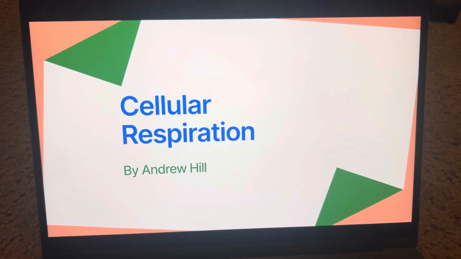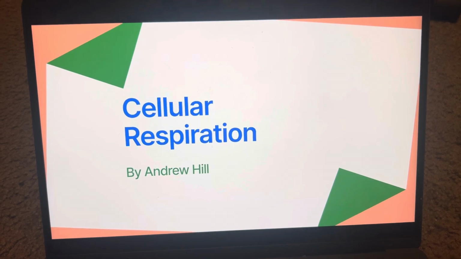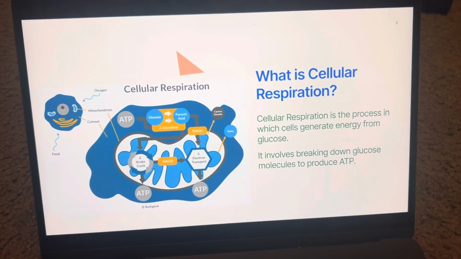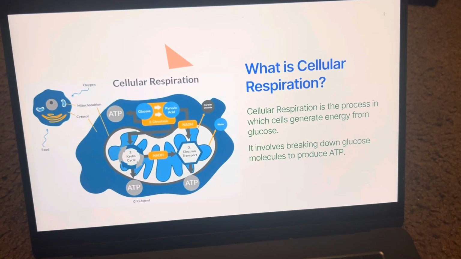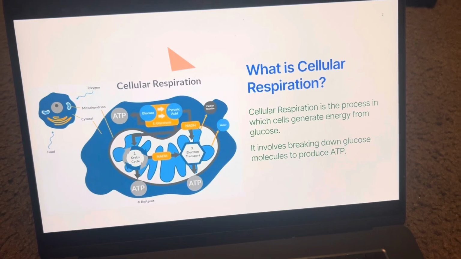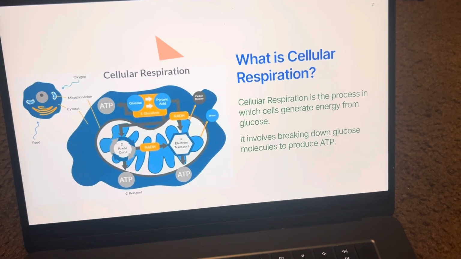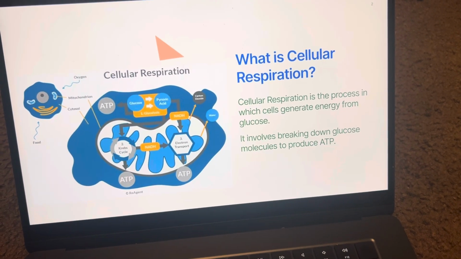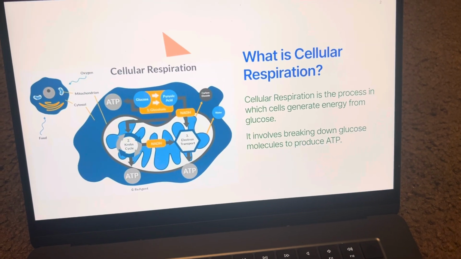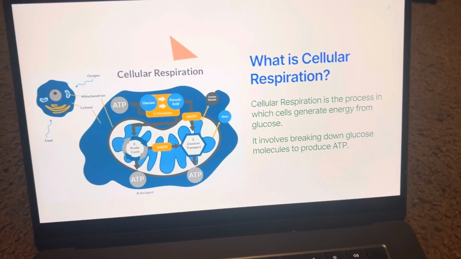Today I'm going to be talking about the process of cellular respiration. So, for starters, what is cellular respiration? Cellular respiration is the process in which cells generate energy from glucose. It involves breaking down glucose molecules to produce ATP. It is a very important process and is essential for everyday life.